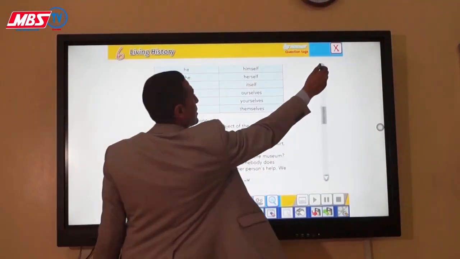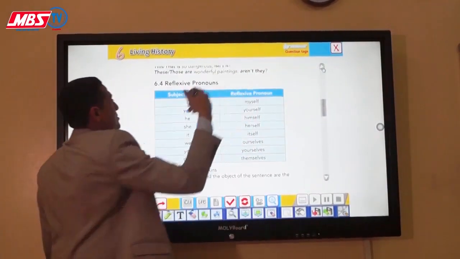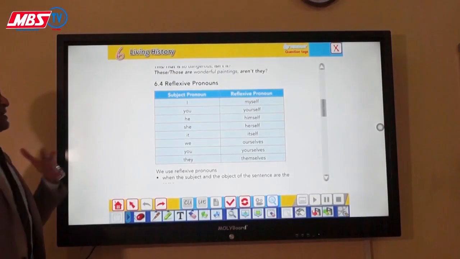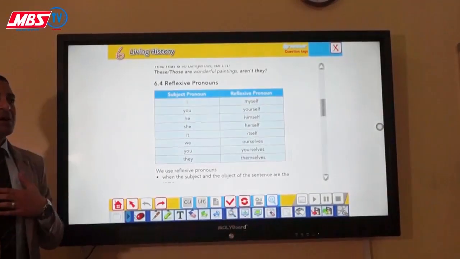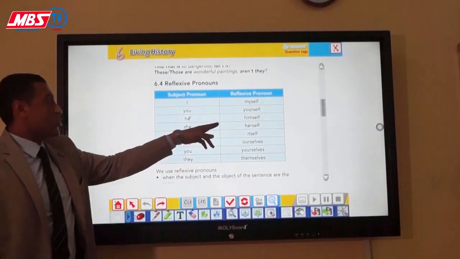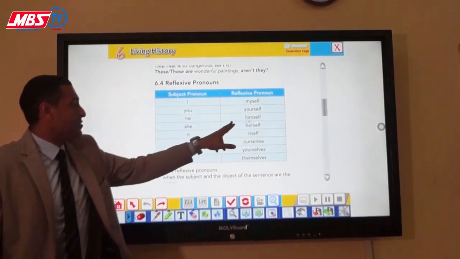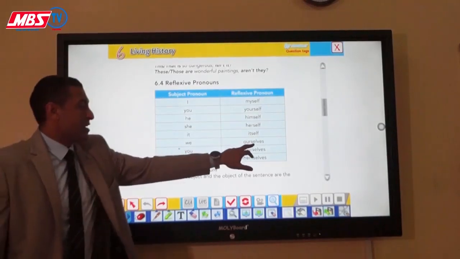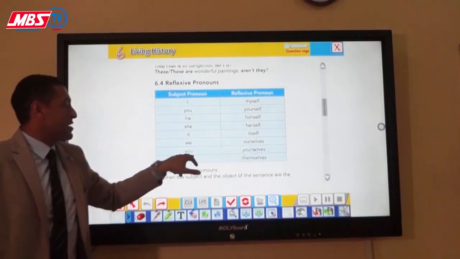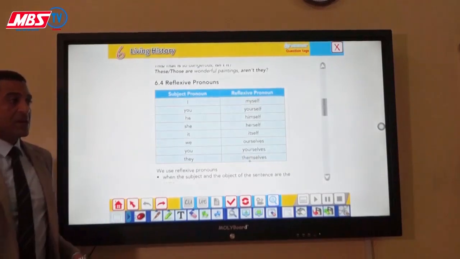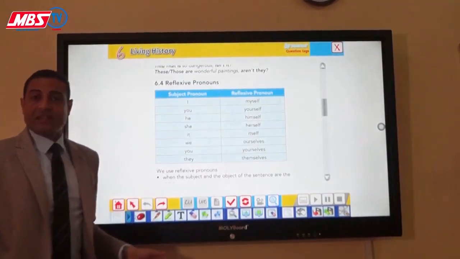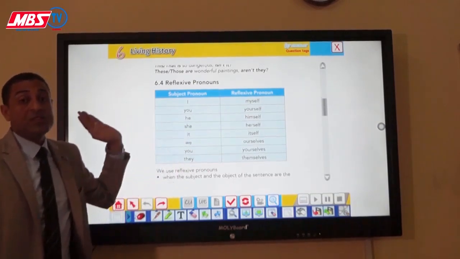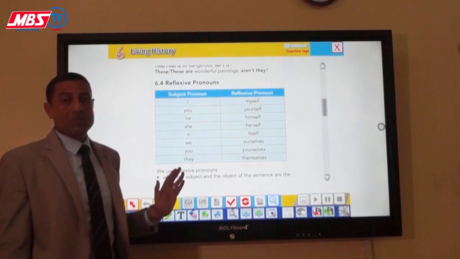Okay? So here, if you want to use the reflexive pronoun, if you are talking about yourself, of course you will use I, and the reflexive pronoun will be myself. You, yourself. He, himself. She, herself. It, itself. We, ourselves. You, yourselves. They, themselves. Those are the different reflexive pronouns, and I have to use the reflexive pronoun according to the subject.